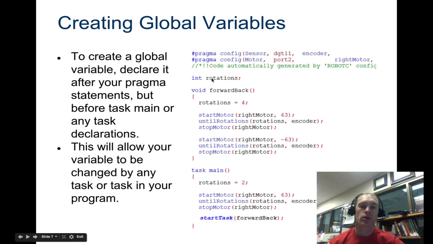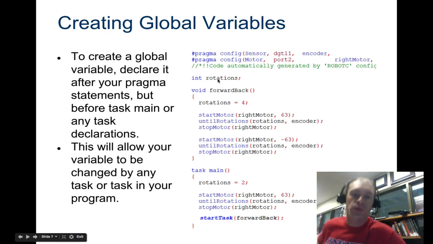Global variable, you declare the variable outside of the code. So in this one it says int rotations, it's outside of task main, and this actually should say task right here, task forward back. So if we want to call it, we would start task forward back, and then this again should say the word task.